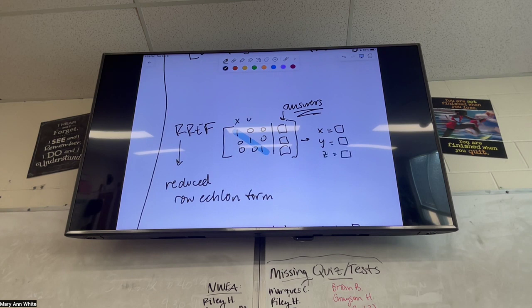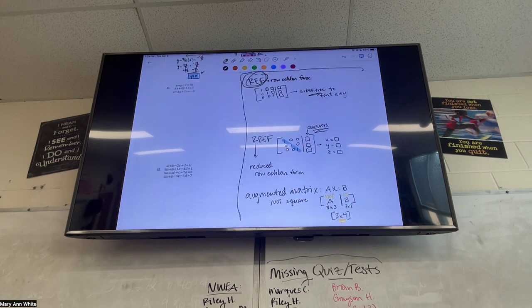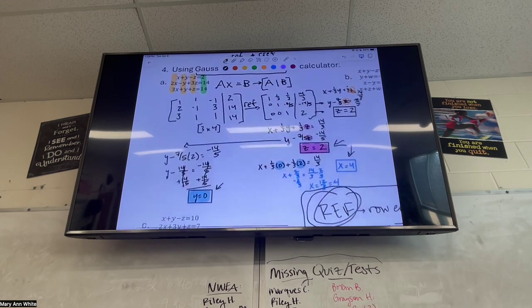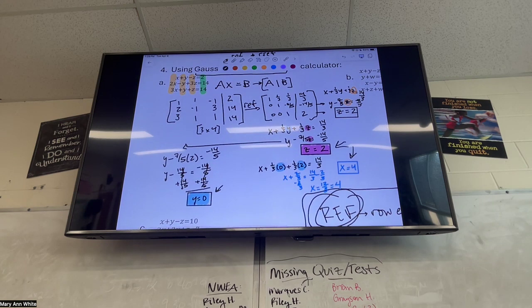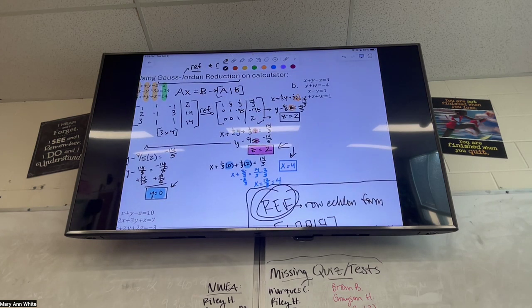Remember that these are my coefficients for X, Y, and Z. And so when you have just a 1 in the X and zeros everywhere else, then you don't have anything but your X. So it gives you all of your answers all the way out. So I made you practice doing REF, where you had to use substitution to solve. And then I want to go do letter B, and I want you to simply just do RREF.